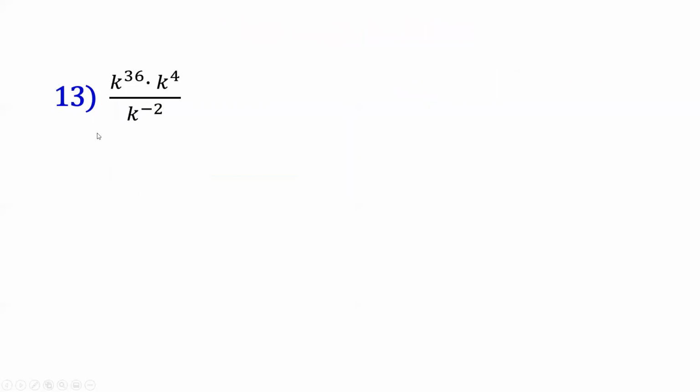Next problem I want to look at is number 13. We have k to the 36 times k to the 4th on the top side. So what I notice is I have the same base, and this time I'm multiplying. So we're going to use a different property here. When you have the same base and you're multiplying, we use what we call the product rule, and the product rule tells you to add your exponents. So 36 plus 4 will give me k to the 40th.